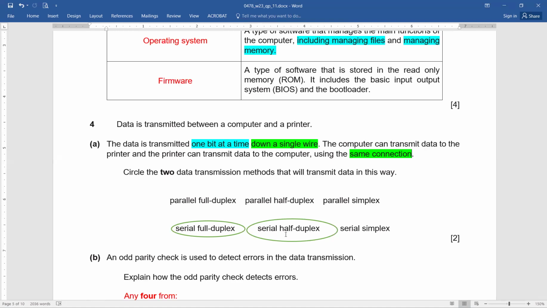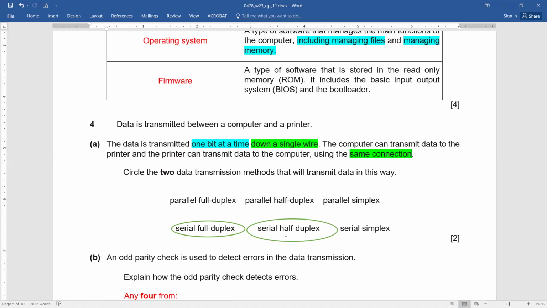Not parallel full duplex, not parallel half duplex, not parallel simplex, not even serial simplex, because parallel means multiple wires. Since it is not saying single wire, that is not the right option. So all the parallel ones are not included. What is left is serial, and since it is talking about two-way communication, it is going to be half duplex or full duplex.